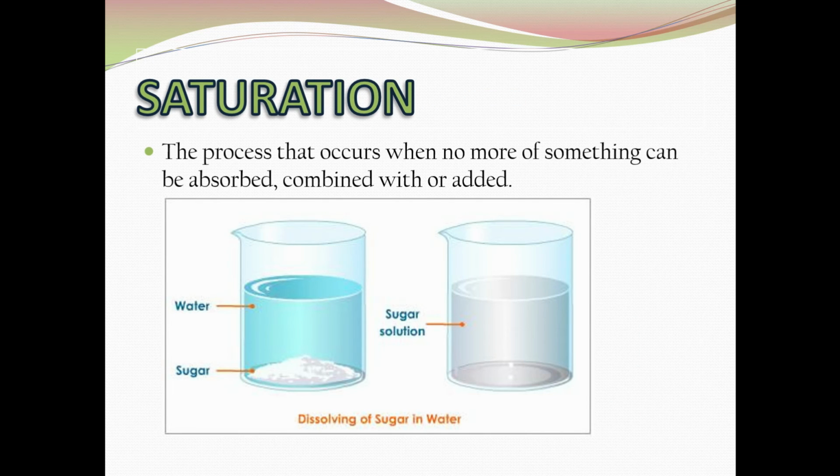Saturation is a process that occurs when no more of something can be absorbed, combined with, or added to a solution. So you have water and sugar, and then you dissolve it, and it's perfect. All the sugar has disappeared. And if you add a little bit more sugar, that sugar will not dissolve. And if you take some sugar away, well, the way I think of saturation, the solute particles equal the solvent particles. Perfect equilibrium, perfectly right in the middle.